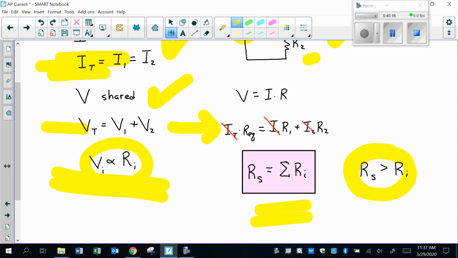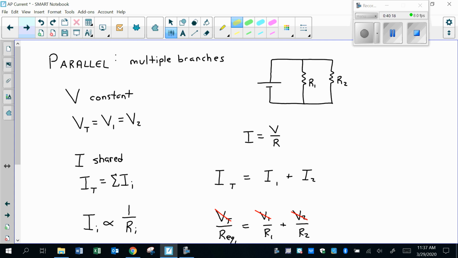So that was our series. Now looking at our parallel, multiple branches. The loop rule says that I have to have the same amount of voltage used up for every loop. So every loop has to have the same amount of voltage. Looking at my diagram over here, from here to here through R1, I have a branch of the river, so to speak, going around the island. R2 is a different route going around the island. Well, they still have to drop the same amount.